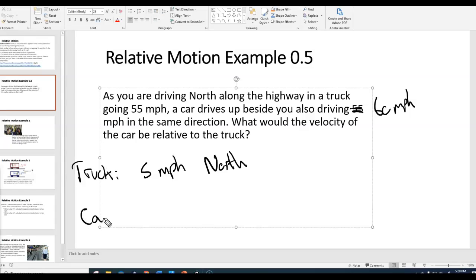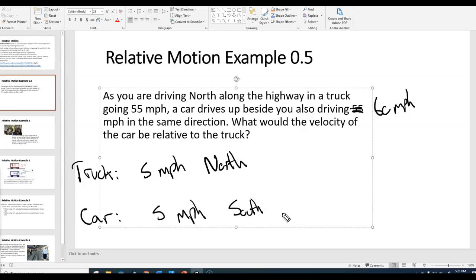Now, what if you're in the car and you look out the window? Now I'm in the car, I'm going 60, the truck next to me is going 55. Okay, we're both going north along the highway. Now, I'm in the car, I look out my window, and what do I see? I see the truck going backwards because I'm passing the truck, right? Because now I'm in the car, I'm going faster than the truck. It looks to me like the truck is going backwards. I would say that relative to the car, the truck is going 5 miles per hour south.